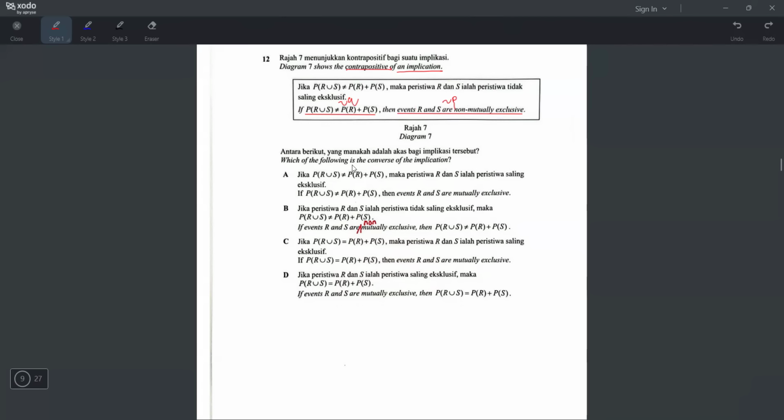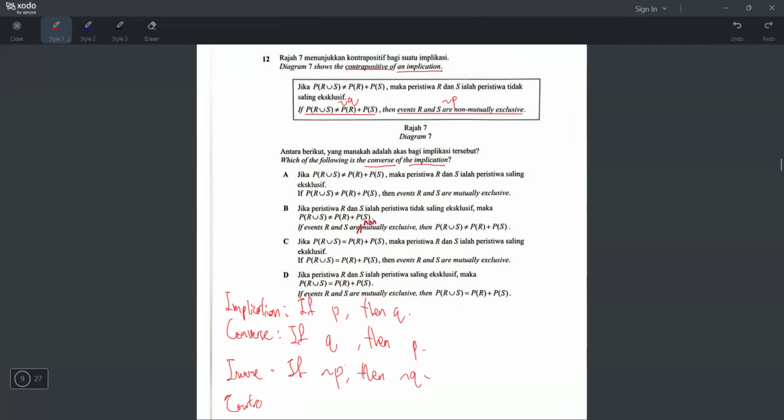Okay. Which of the following is the converse of the implication? Okay, I already hafal. Yeah, I already remember everything. Converse is if Q then P. Okay lah, I'll just give you the full nota now. So for implication yang normal, the original implication is always if P then Q. If P then Q. And then converse, if Q then P. Inverse, if not P, then not Q. And then the last one is contrapositive. For contrapositive, if not Q, then not P.